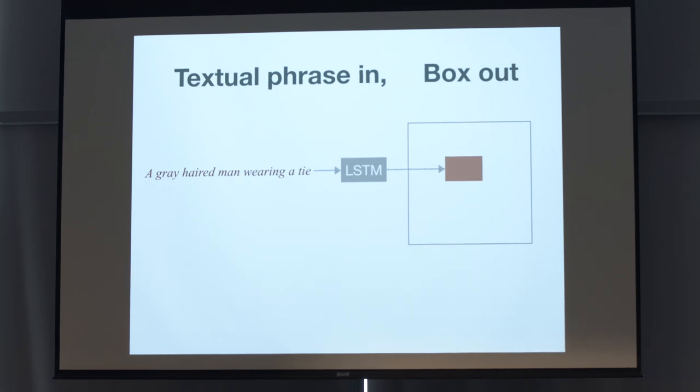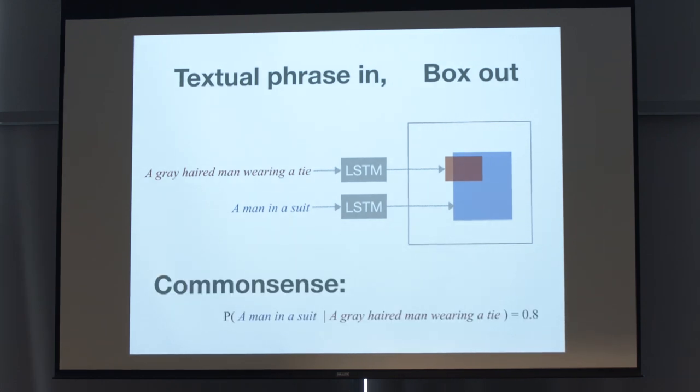A general kind of common sense we're interested in is being able to take some arbitrary phrase, including phrases that we've never seen before, and put them into an LSTM which is trained to output the parameters of a box. Then given two different phrases, we can get two different boxes and look at their overlap in order to calculate, given that you observe a gray-haired man wearing a tie, what's the probability that you're observing a man in a suit? That we would calculate by the overlap of these boxes.